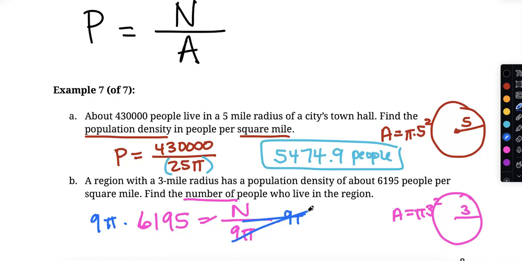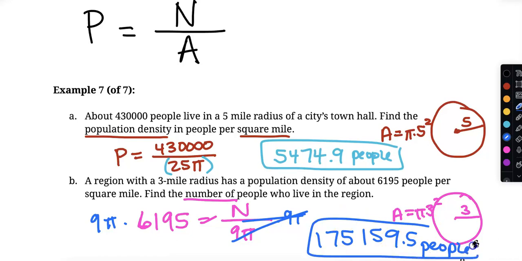If I just say 9 pi times 6,195, I get 175,159.5 people. Ooh, and I just realized my units up here should be people per square mile, because I found the population density, versus this one, where I was finding the actual number of people that exist in that space.